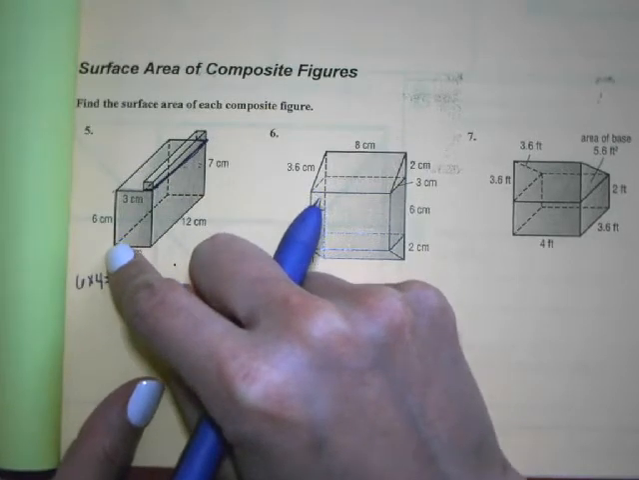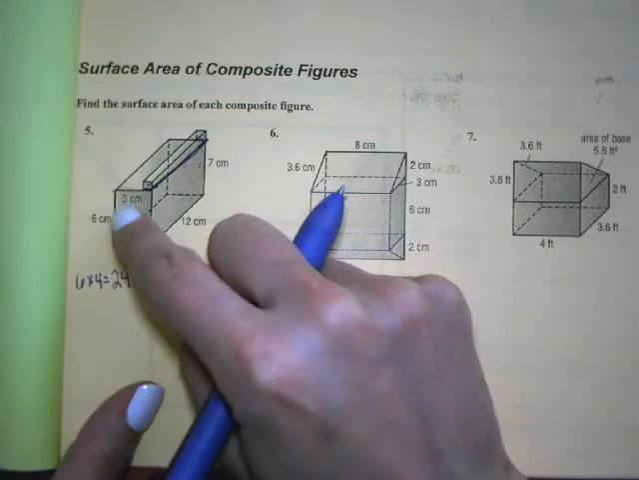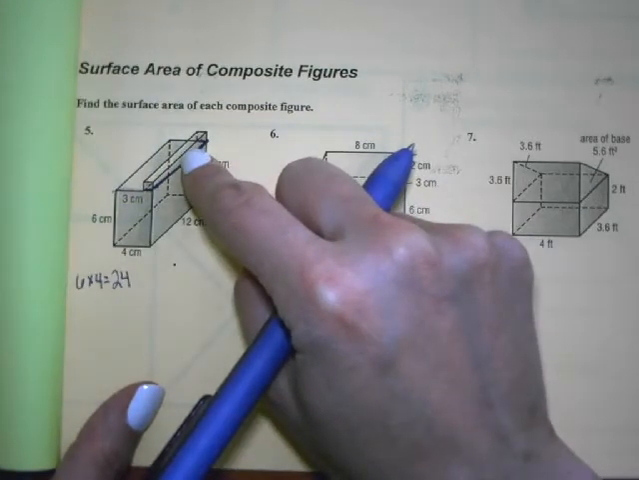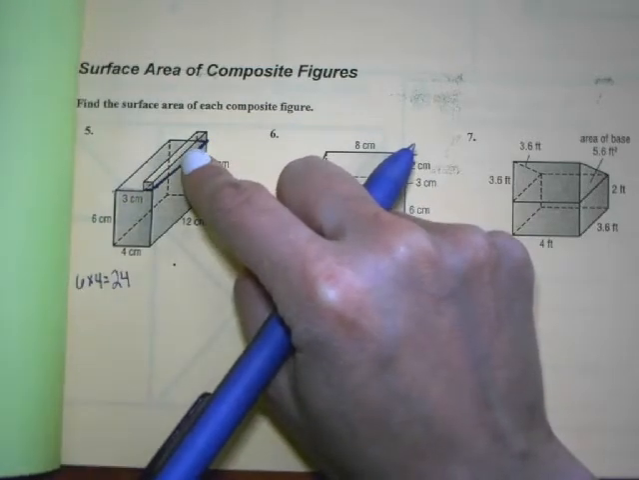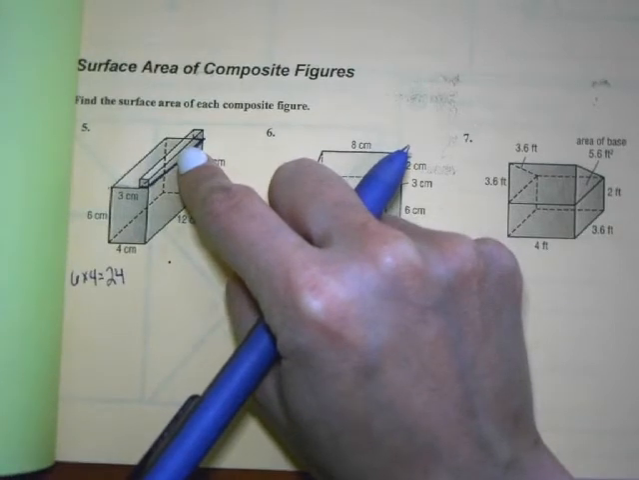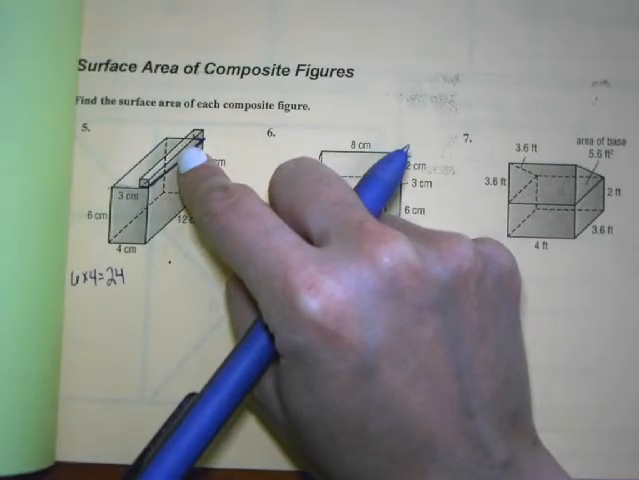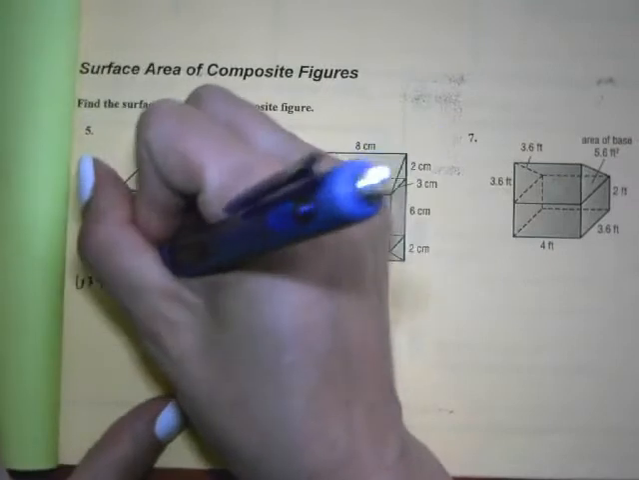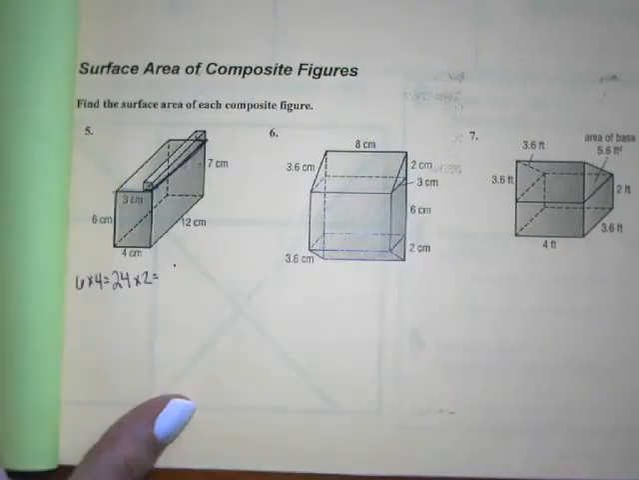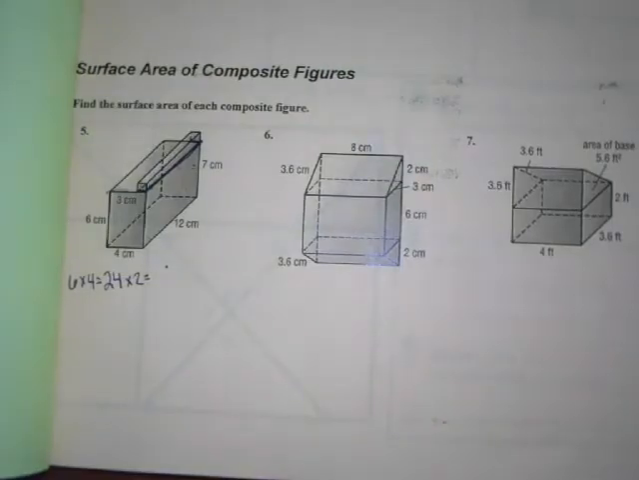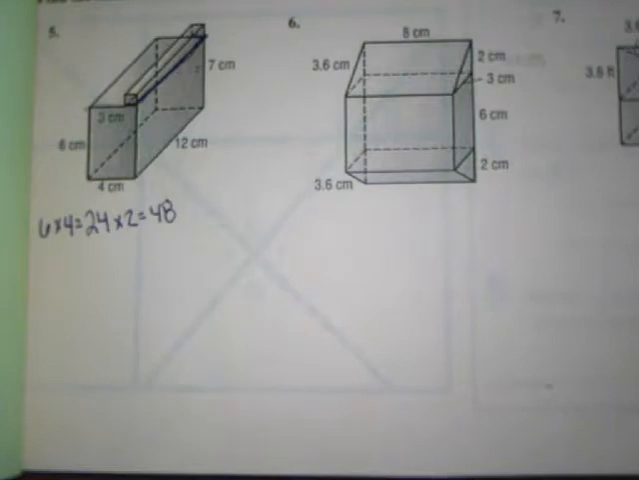Now, question for you. If this is in the front, do I have the same rectangle in the back? Yes. So can I still multiply that by 2? Can I still do that, guys? Yes, because there are 2 of them. So then I have 24 times 2, which is what? 48. So I know that the front rectangle and the back rectangle are 48. Does that make sense, guys?